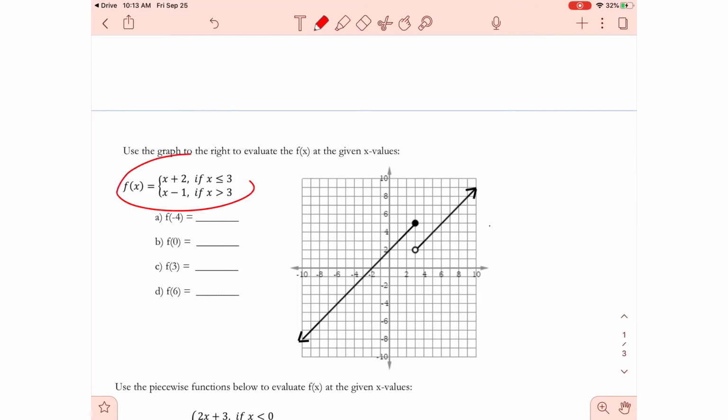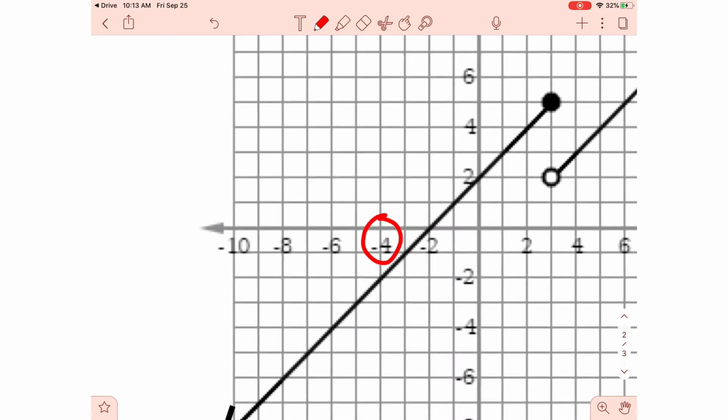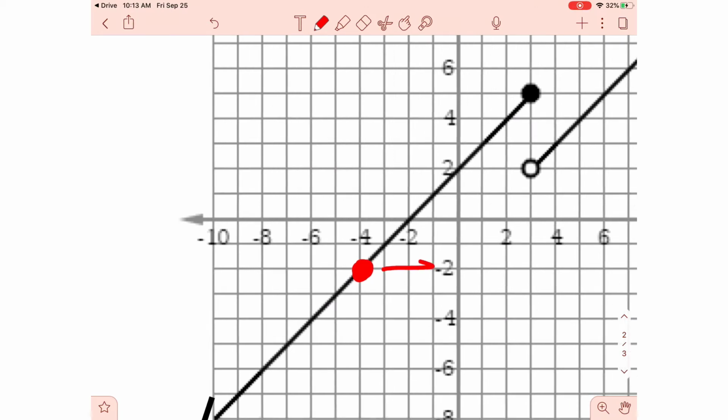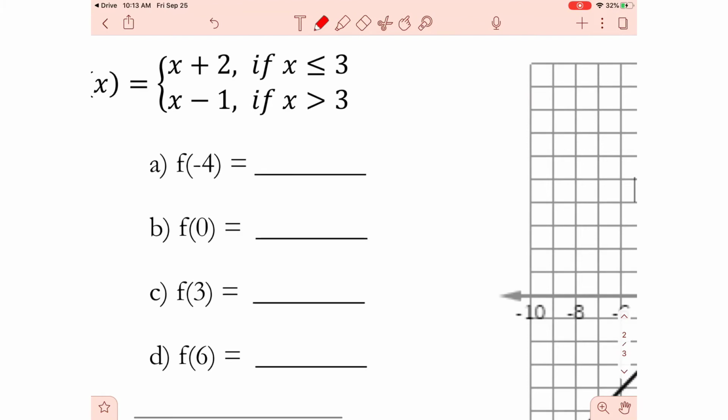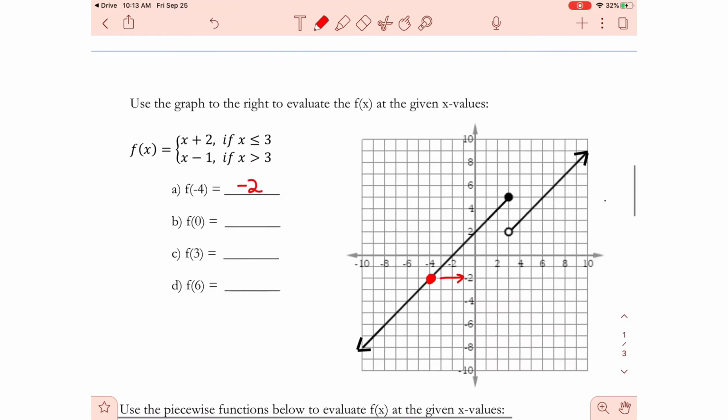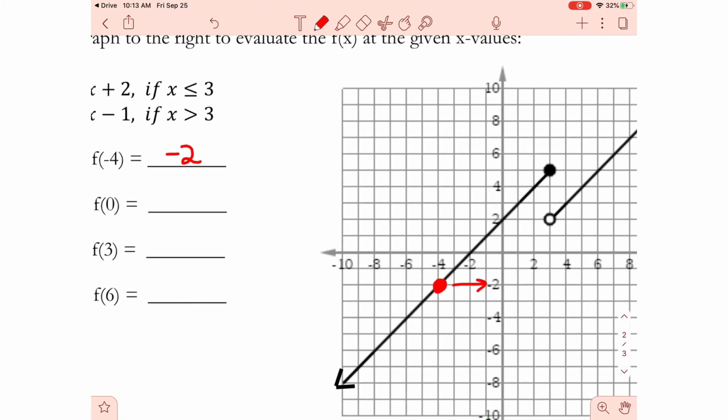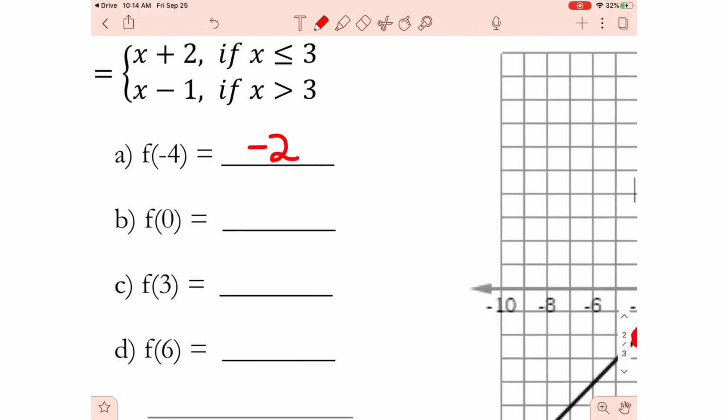In this one, we are given the equation, but we can also use the graph. So first one, f of negative 4. Negative 4 is right here. So the function exists at negative 4, where I just drew that red dot. So the y value is negative 2. F of 0. Okay, so x equals 0 is right here. So the function exists at x equals 0, where I just drew the red dot. And that y value is right there at positive 2.